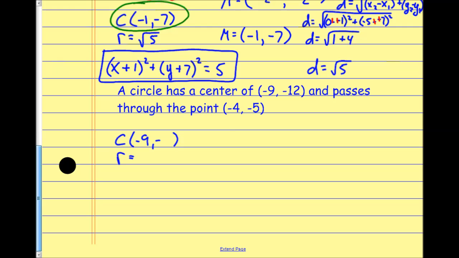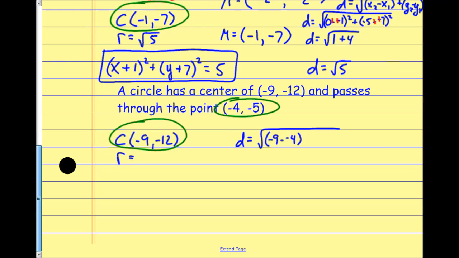The radius is just the distance from the center to the outer portion of the circle. So it's the distance between my center, which I am given, and the point that's on the circle, which I'm also given. So I just have to find the distance between these 2 points. So I'm going to subtract the x values. That's going to be a negative 9 minus a negative 4 squared, plus I subtract the y values, the negative 12 minus a negative 5 squared. And now I just have to simplify this thing.